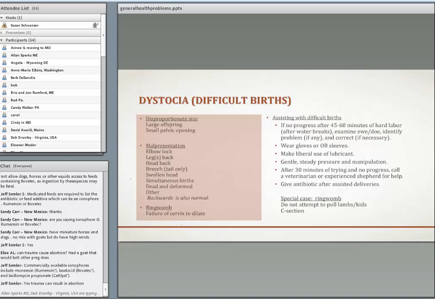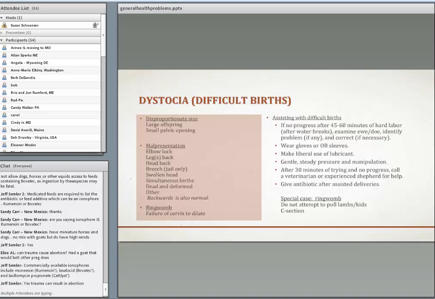Dystocia, difficult births, assisted births. There's different causes for that. I've got it basically broken down into 3 areas. A disproportionate size, meaning you have a big baby and a small female. Malpresentation, everything from a leg being back at the elbow, to deformed ones and ones coming all at the same time.